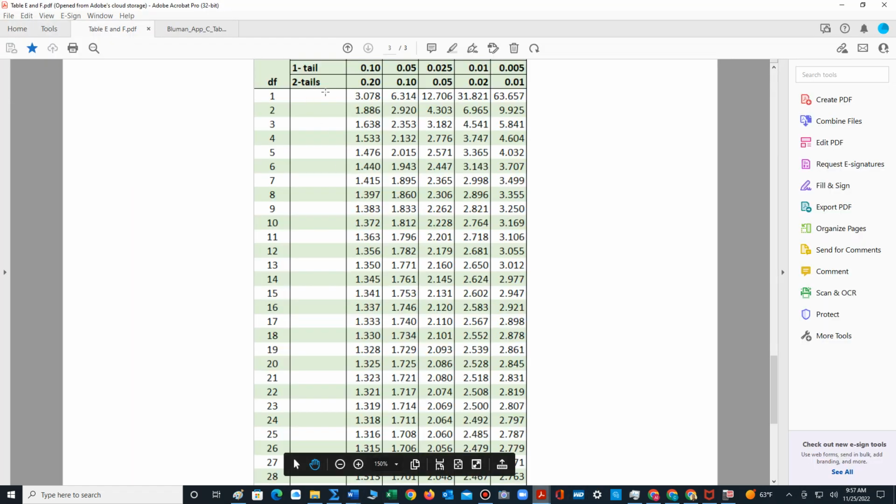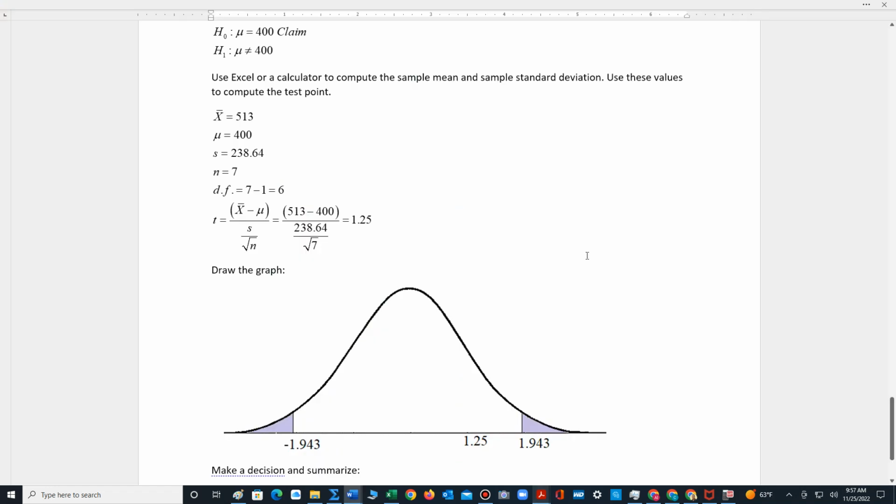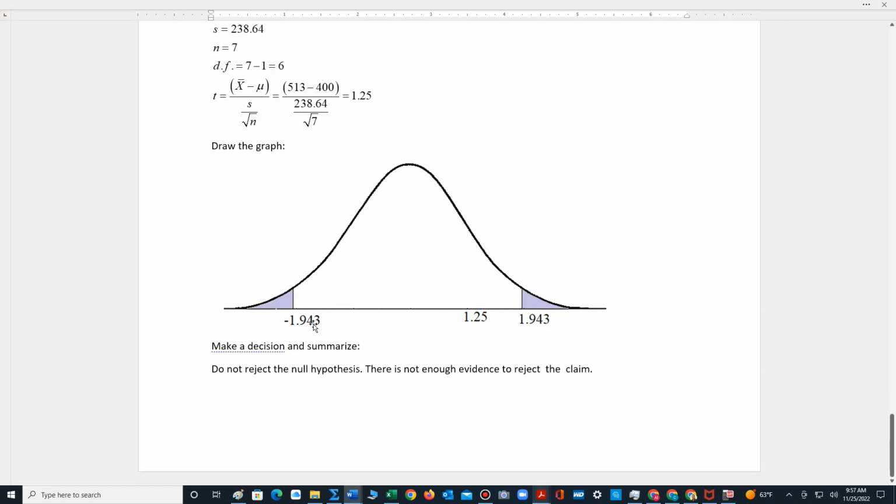Two tails, 0.10, we go down to degrees of freedom is 6, 1.943, and we have a negative 1.943 and a positive 1.943. 1.25 falls in the middle in this non-critical region. Therefore, we do not reject the null hypothesis. And using our summary chart, we say there is not enough evidence to reject the claim.